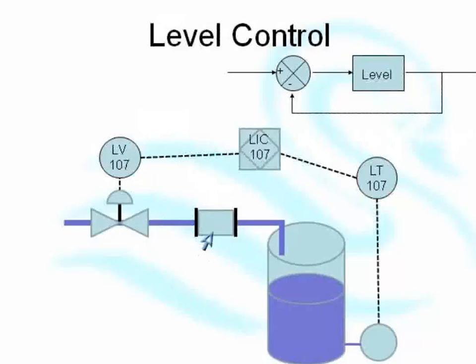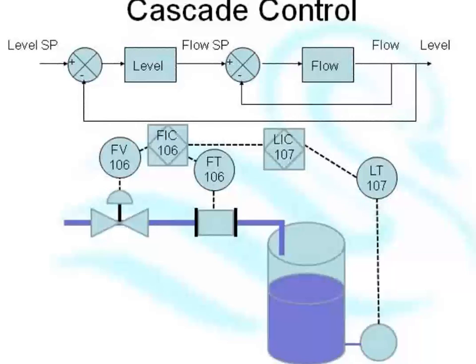Here I've got a simple level loop. Now what I've got here is a level sensor, a level transmitter, and a level indicator controller, and I've labeled the valve as a level valve because it's used to control level. Here is the function block equivalent of the level loop, and once again you can see it's a loop. The set point is just here.